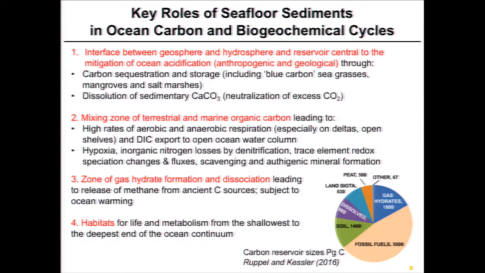Another reason to think about the seafloor is this is a zone of gas hydrate formation and dissociation. And Katie will be talking about this process in the Arctic. And then, of course, last but not least, the seafloor is a vast habitat for life and for metabolism, and it spans, of course, from the shallowest depths to the deepest depths of the ocean continuum.